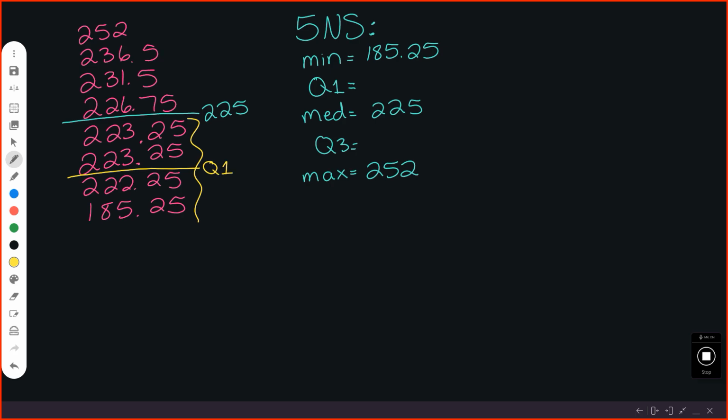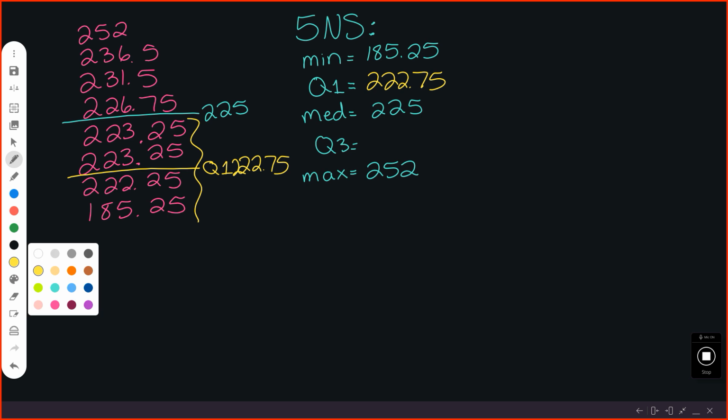So I'm going to take the average of those two, 222.25 plus 223.25 divided by 2. Whoops. Sorry, I missed the divided by button. So that's going to give me 222.75. Just kidding, that goes here. Q1 is always going to be between the median and the min.